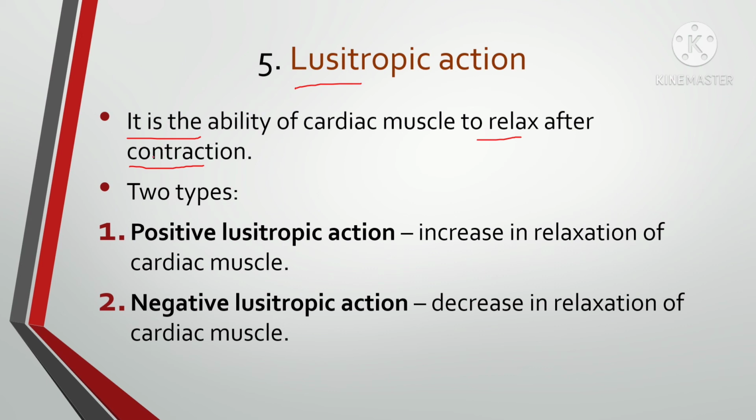So it has to contract. If one contracts, then the other has to relax. It is the rule of the heart. If the contraction of the atrium takes place, then the ventricle should relax. If the contraction of the ventricle takes place, then the atrium should relax. So this is also lusitropic. It is the ability of the cardiac muscles to relax after contraction.